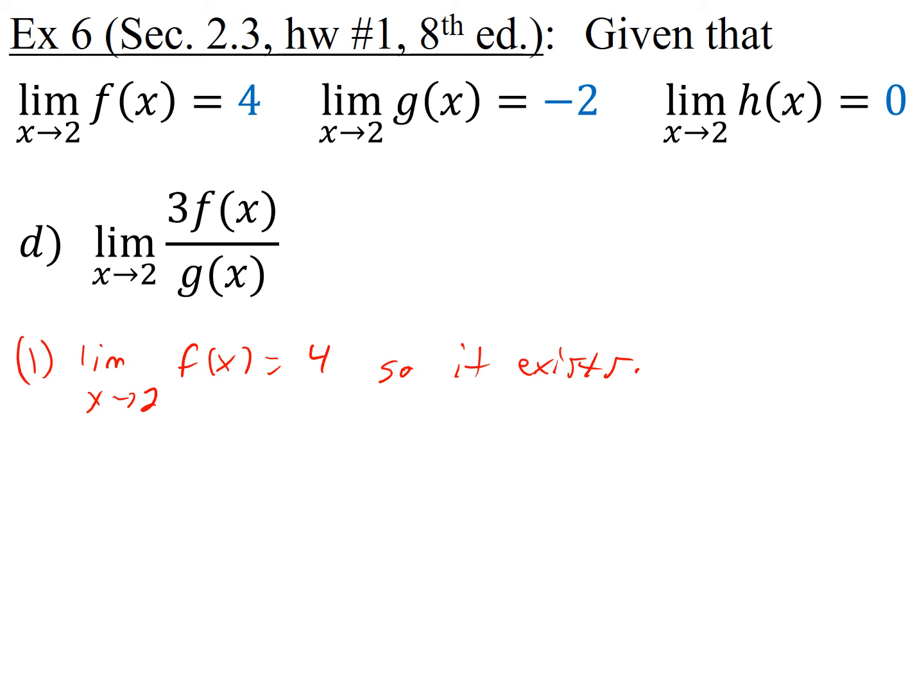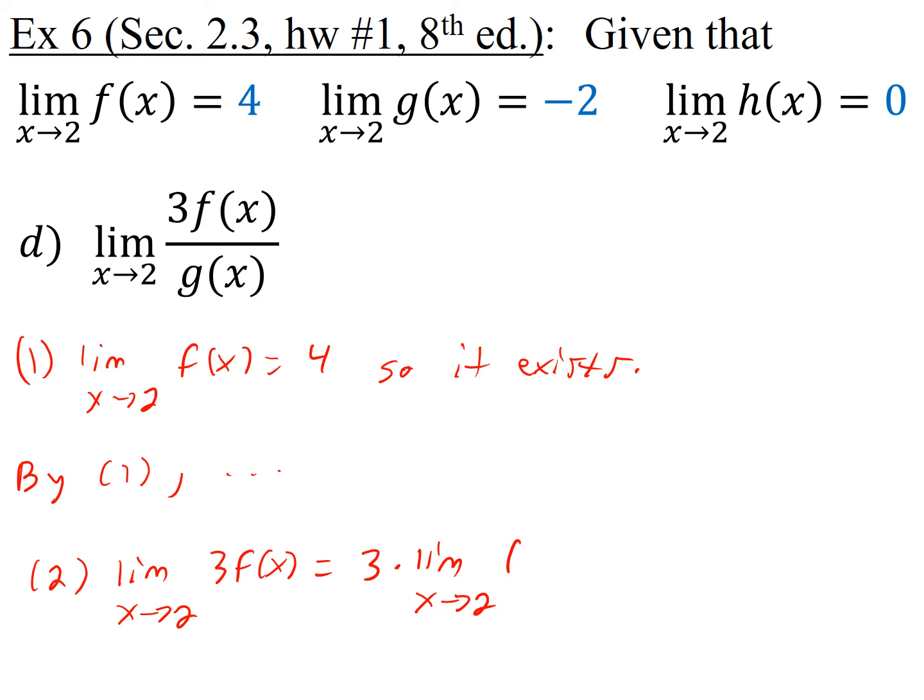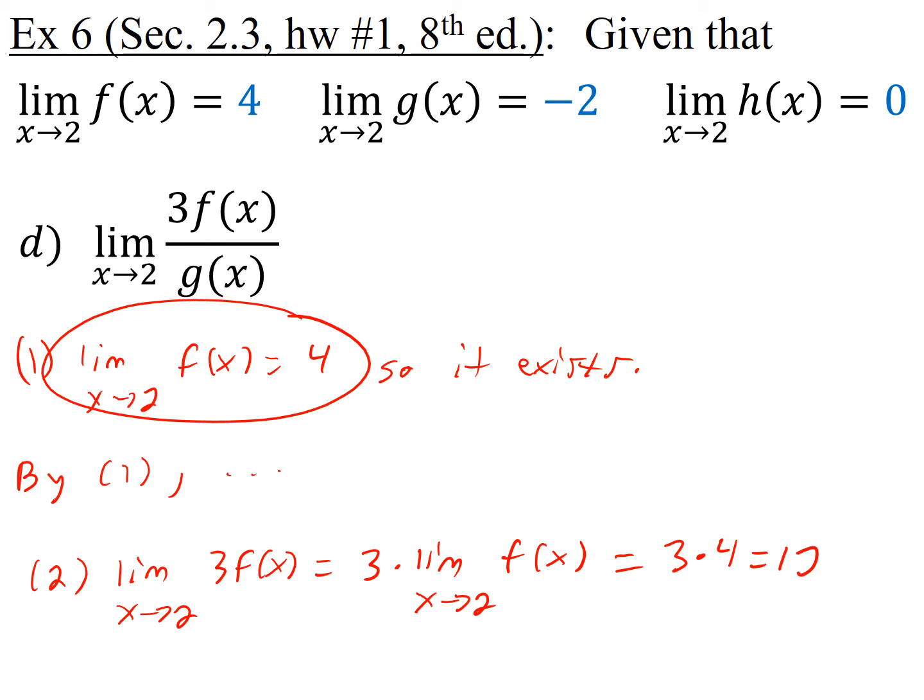Okay. So then we can work on the top. So by 1, we have what I'm going to call 2. The limit as x goes to 2 of 3f of x. Well, what was the rule when you have a number in the front? You copy down the number in the front and take the limit of the rest, as long as the limit of the rest exists. But we found that the limit of the rest exists right here. So it's 3 times 4, so 12.